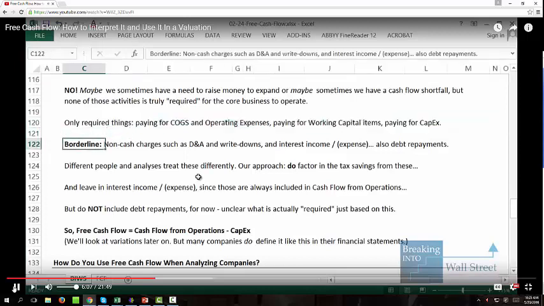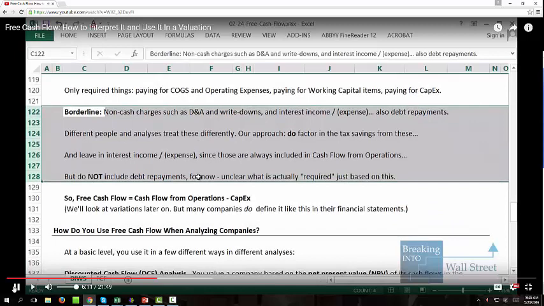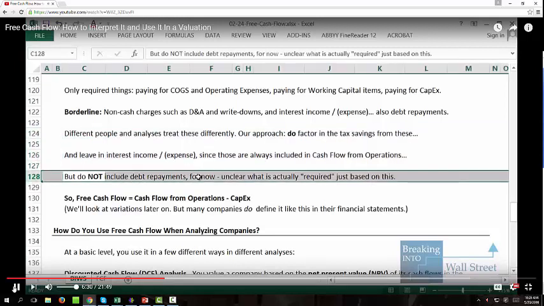Now there are some charges that are borderline, such as D&A, such as write-downs, such as interest income and expense, and the treatment of these sometimes varies, especially with interest and debt repayments, and we'll get into that later on. But in our view, the best thing to do is to factor in the tax savings from these, which is included in the cash flow from operations section, to leave in interest income and expense, at least when you're analyzing a company on a standalone basis, but to not include debt repayments for now, because it's not always clear if these are required or not, and we have to dig into that further.